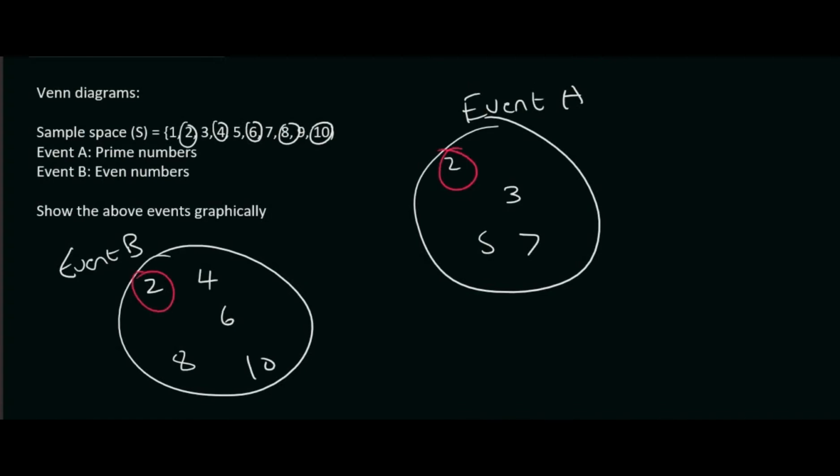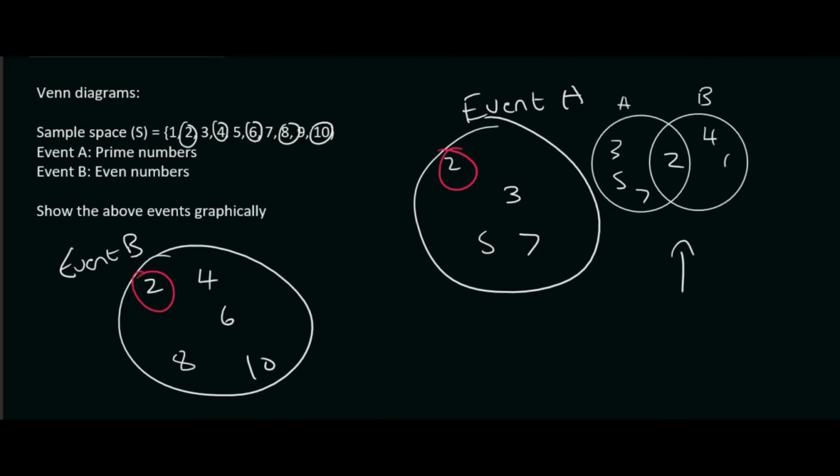But, guys, what we need to realize is that there are some numbers that are in both. Have a look at the 2, and have a look at the 2. So we can fix that up. What we can do is we can rather draw it like this. We can make the 2 circles intersect, and parts that are in both circles can just go over there, and then event A will just have its 3, 5, and 7, and then event B will just have its 4, 6, 8, and 10. And that's it. This is what we call a Venn diagram. A Venn diagram is just a way to show things using circles.